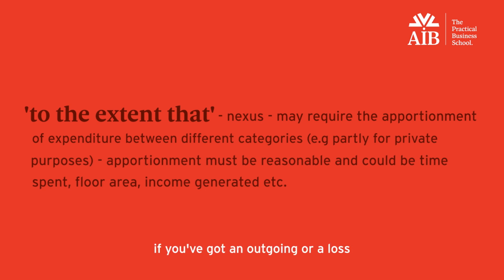For example, if you've got an outgoing or a loss that is related to your income, but also to private purposes, then you have the ability to what we call apportion. And so the component of that loss or outgoing that's relevant for your income producing purposes, you still get a deduction for that. It's, I think, a very flexible provision in the sense that it gives you the ability to apportion between deductible things and non-deductible items, even if it's just the one expense.